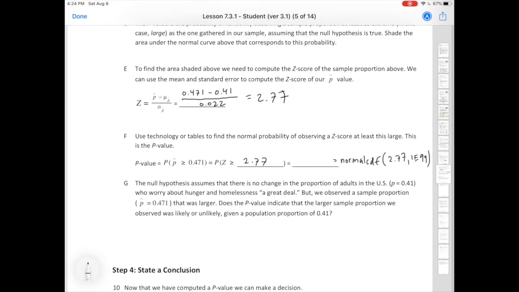Okay, so from our answer, we got 0.003. So this is the p-value that we got using our calculator, and this is going to be a similar process for all of these problems, okay? We're going to turn it into a normal CDF problem.